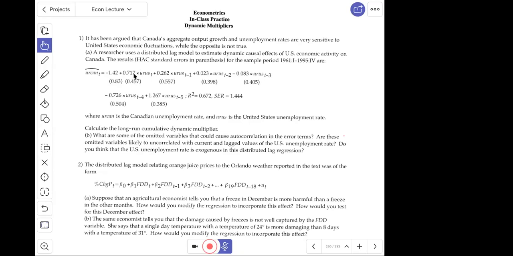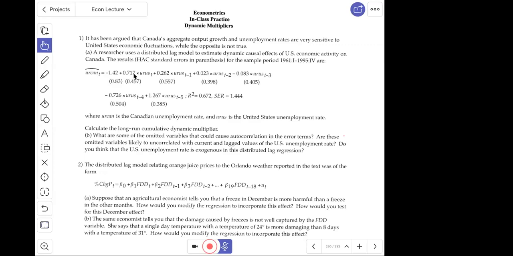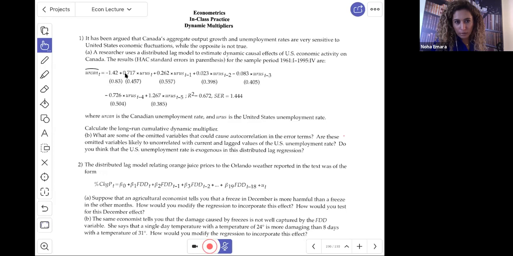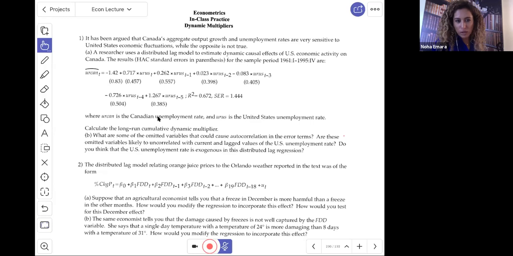Are you asking me, or Parth? Yeah, it's just me and Parth right now. Is it the impact effect? Exactly, it's the impact effect. So 0.717 is the impact effect. And then this is the 1 period dynamic multiplier, period 2 dynamic multiplier, period 3 dynamic multiplier, and so on. So if I want to keep adding those numbers from 0.7 and on. Exactly, this is what you need to do.